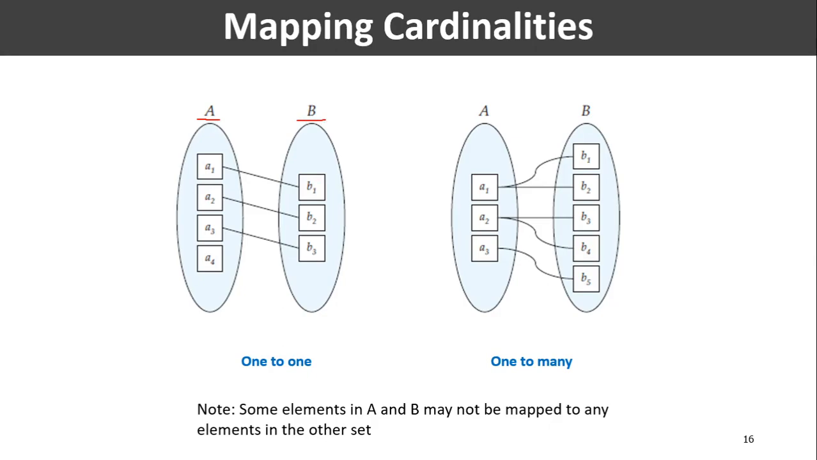Okay, now let us see in this scenario what we mean by one-to-one mapping cardinality. An entity in A is associated with at most one entity in B, and an entity in B is associated with at most one entity in A. If this is the case, then we say that it is one-to-one mapping cardinality.